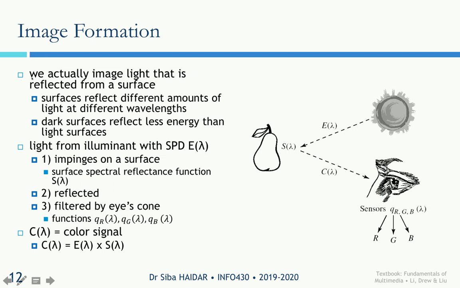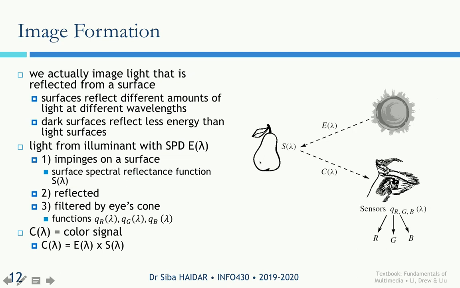And here I read, we actually image light that is reflected from a surface. So we image the light. The surfaces reflect different amounts of light at different wavelengths. Dark surfaces reflect less energy than light surfaces. And light from the illuminant here has an SPD, a function of lambda, E of lambda, illuminant of lambda. What happens?